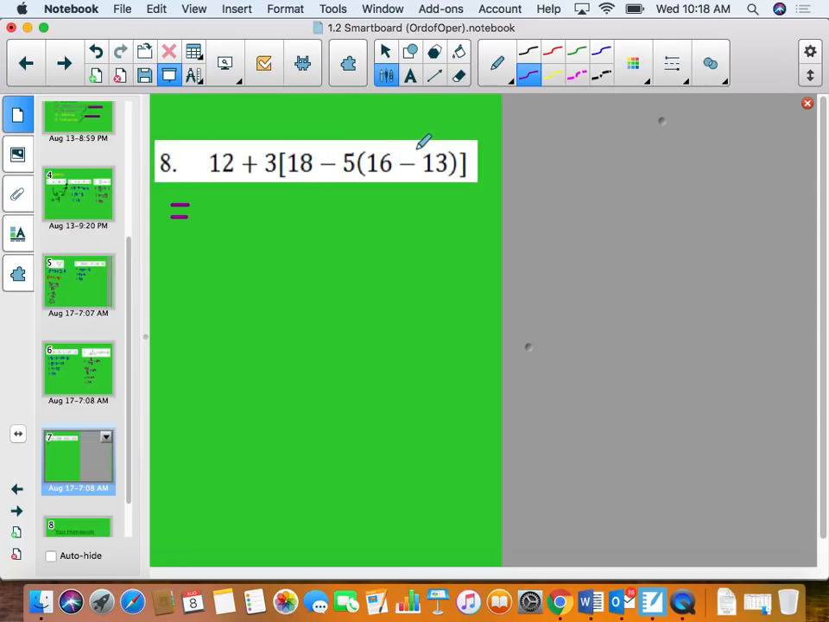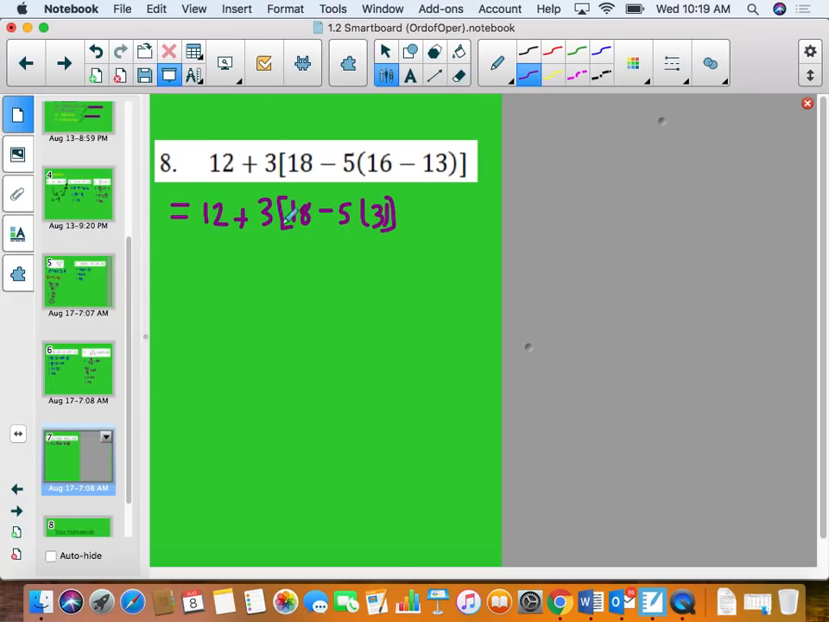So then I'm going to do this. Parentheses come first. So I'm going to start by evaluating 16 minus 13, which gives us 3. So at this point we have 12 plus, and then we have our 3, and then our bracket is still going to be here because we haven't evaluated that. So 18 minus 5, but we said that we could evaluate this and that this becomes 3. So this is where we're at this point.